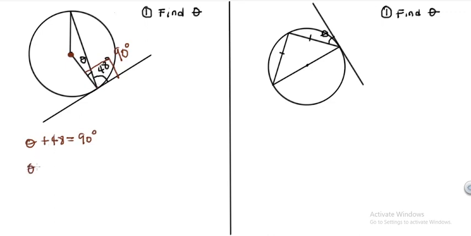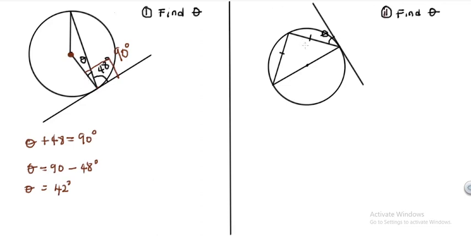So theta here is equal to, if I have 90, this 48 goes to the other side and becomes minus 48 degrees. So this is 90 minus 48 degrees, which is 42 degrees. So theta here is simply equal to 42 degrees.